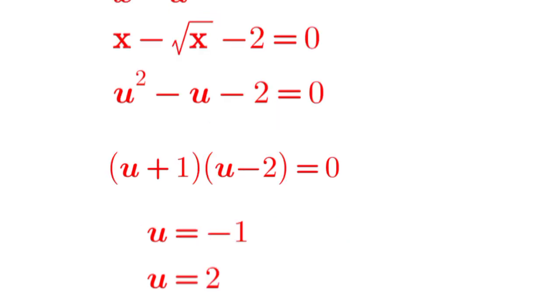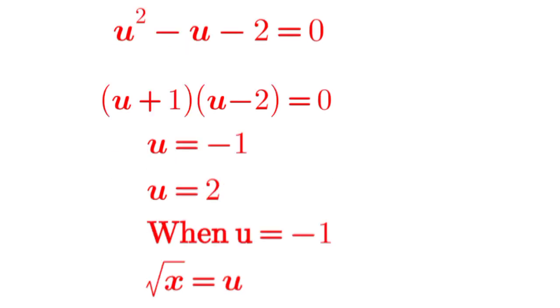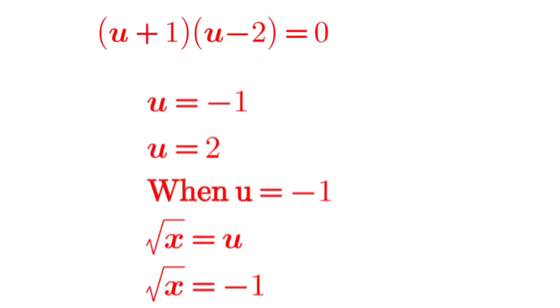So when u is equal to minus 1, already we said our square root of x is equal to u. That is when we did our substitution. So we have our square root of x is equal to minus 1. Now to find the value of x, we are going to square both sides. Now when we square the square root of x, the square is going to cancel the square root. And when we square minus 1, since square is a positive function, the value of x will be equal to 1.